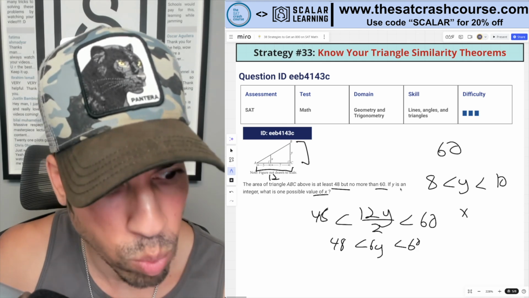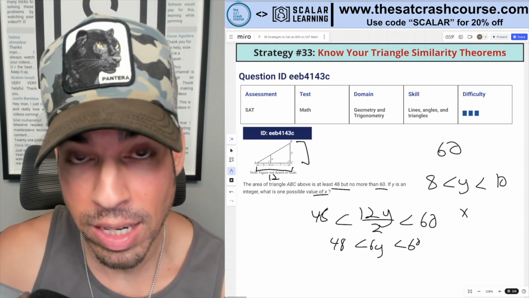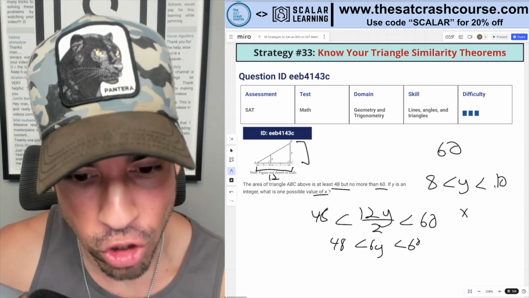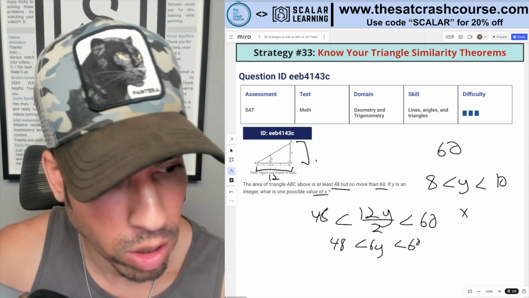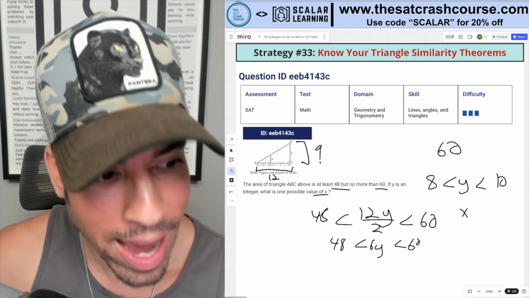Now, because it says y is an integer and it's got to be greater than 8 and less than 10, there's only one integer in the middle of these two that will work, and that is 9. So y has to be 9.